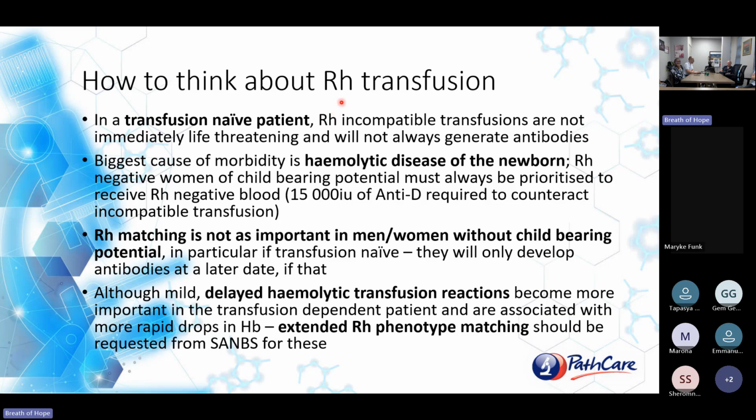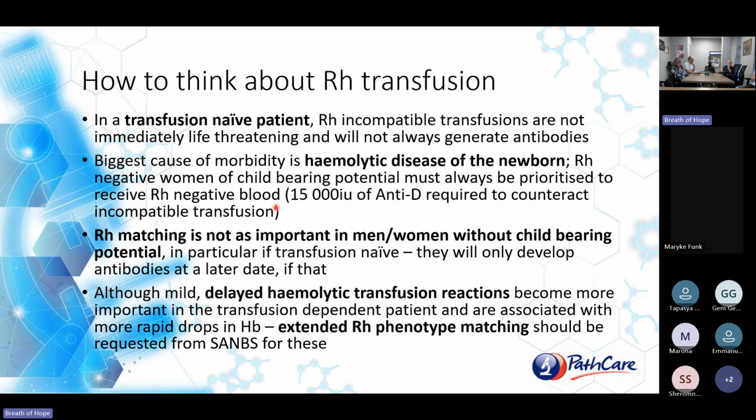So when is Rh important? If you have a transfusion naive patient, you're not going to have those IgG antibodies. You're not going to have an immediately life-threatening thing from doing an Rh incompatible transfusion. The main issue is to avoid hemolytic disease of the newborn, so you should prioritize giving Rh negative blood to Rh negative women of childbearing potential. So basically any woman between 5 and 55. So they should be prioritized to receive Rh negative blood.